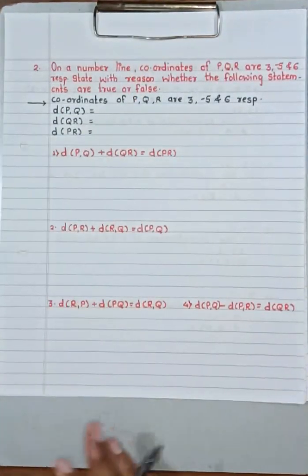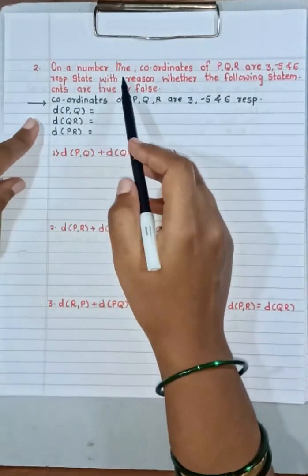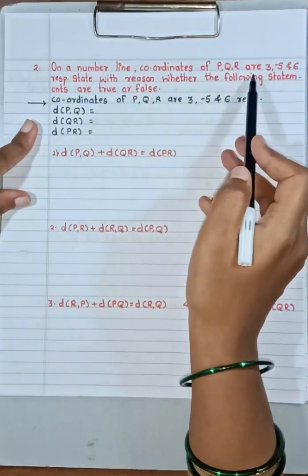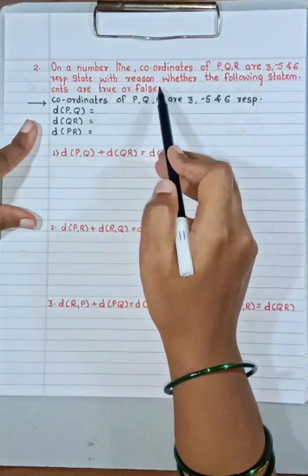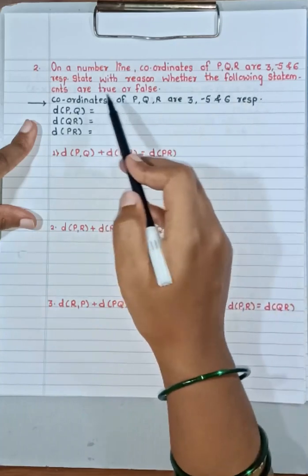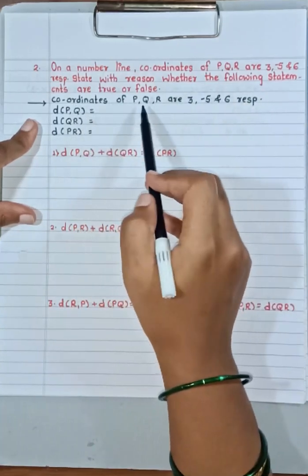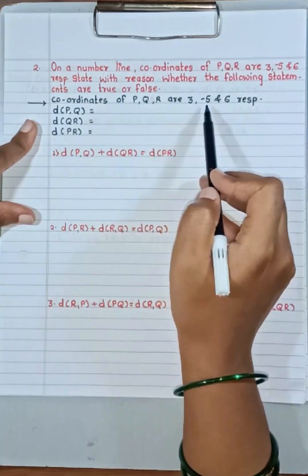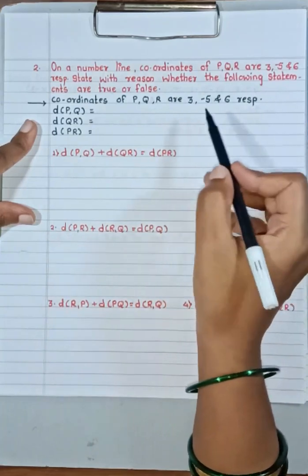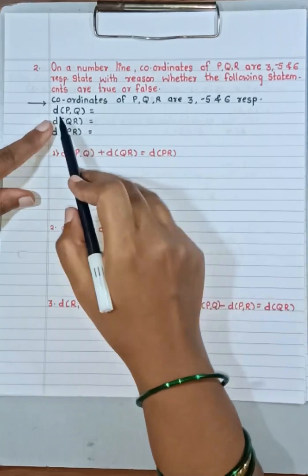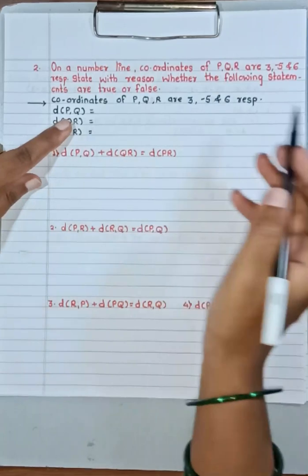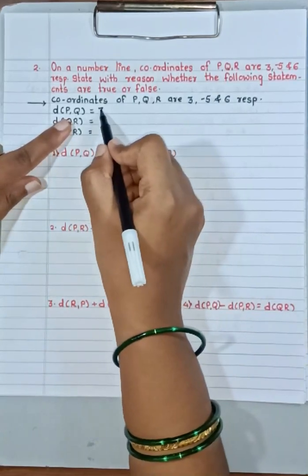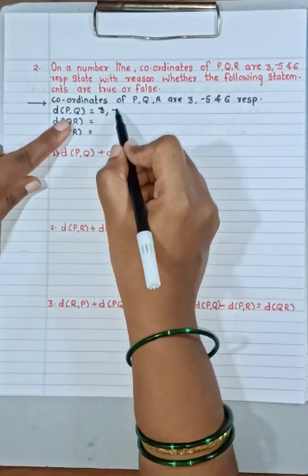Now let us move on towards question number 2. On a number line, coordinates of P, Q, R are 3, -5 and 6 respectively. State with reason whether the following statements are true or false. First you have to find distance PQ. In order to find distance PQ, you have to write down the coordinates first. P is 3 and Q is -5.